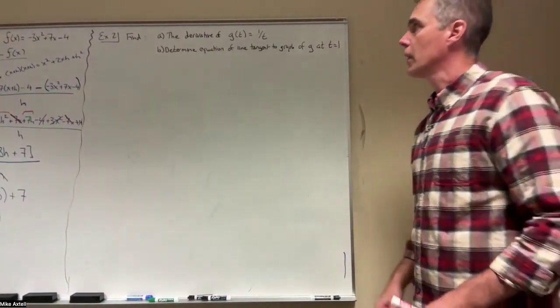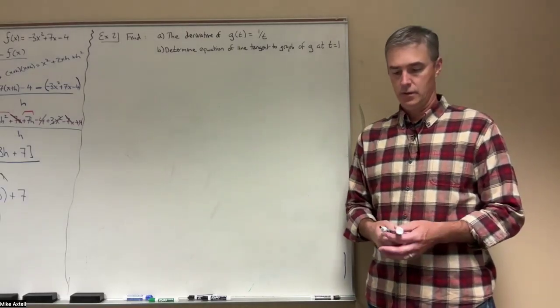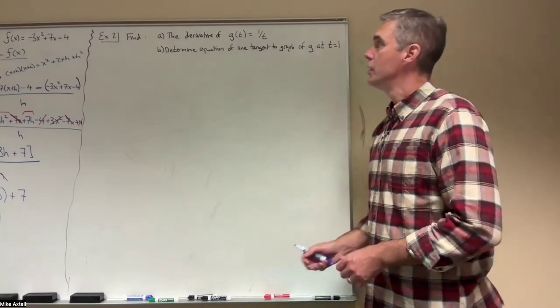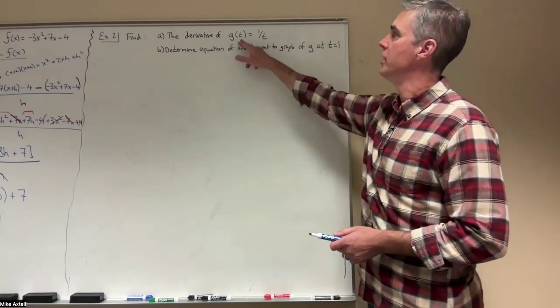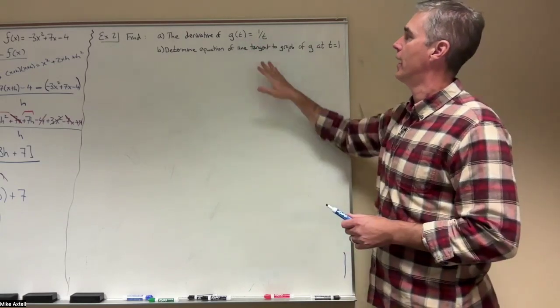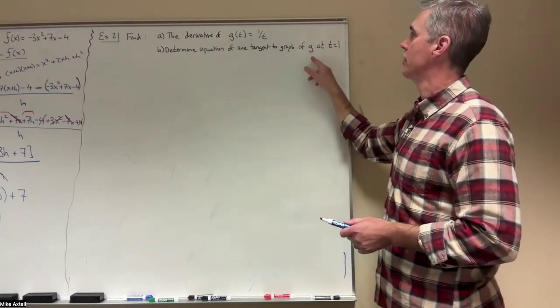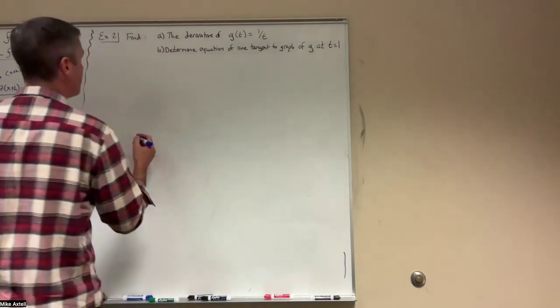All right. So why don't you pause, copy this guy down. So I have a two-part function. I first want to calculate the derivative of g of t, which is equal to 1 divided by t. And then once I've done that, I want to determine the equation of a line tangent to the graph of g at t equals 1. Okay. All right. So let me start with part A.